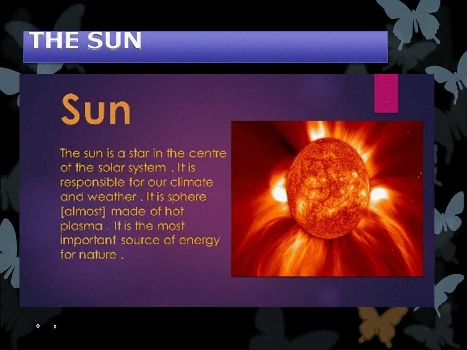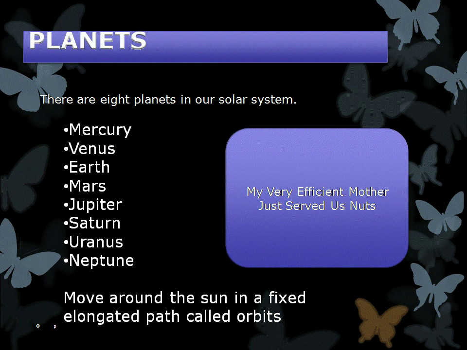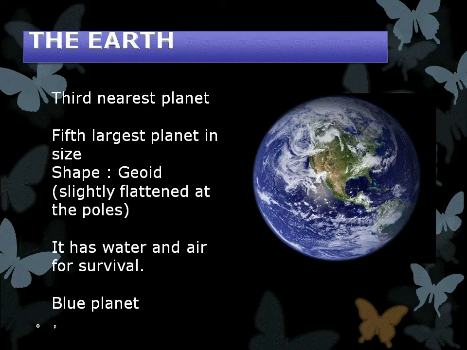Planets. As I already said, we have a total of 8 planets in our solar system: Mercury, Venus, Earth, Mars, Jupiter, Saturn, Uranus and Neptune. This is the easy way to memorize the names of the planets in order of their distance from the sun: My Very Efficient Mother Just Served Us Nuts. And also these planets move around the sun in a fixed elongated path called orbits. The Earth is the third nearest planet to the sun. It is the fifth largest planet based on its size. The shape of the Earth is geoid because it is slightly flattened at the poles. It has water and air for survival. It is also called the blue planet.